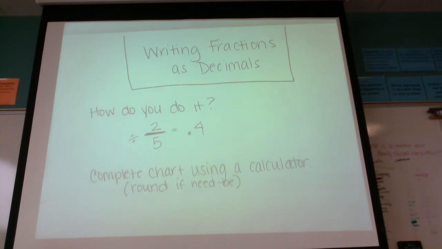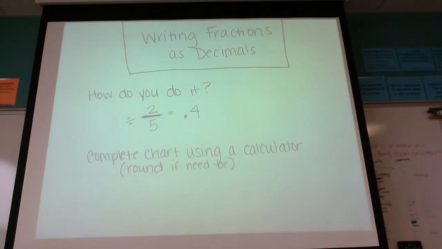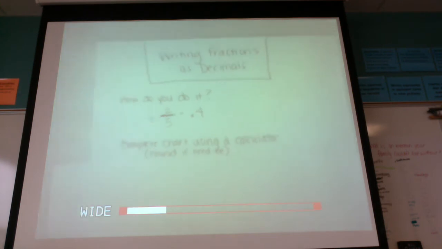Now for tonight, for your activity, you are going to complete the chart that I gave you in class, the fraction to decimal chart. And I'm going to show you exactly what I want you to do. And please, please, please use a calculator. Round if you need to, but notice if there's any pattern. So if you see anything that's repeating or anything like that, make sure that you write it correctly so we can see that.